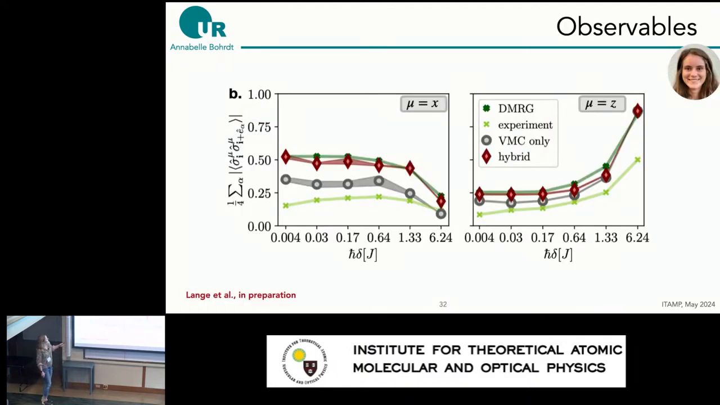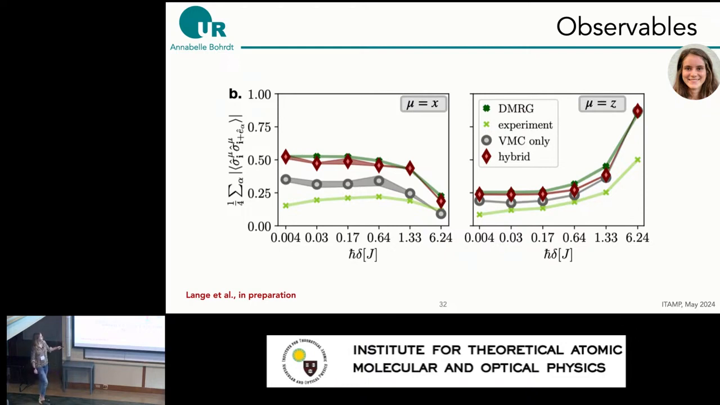And here, I showed you already some of the energies. The other thing that we can look at is now observables, like for example correlation functions, like SX or SZ correlation functions. And here the message is somewhat the same as before.